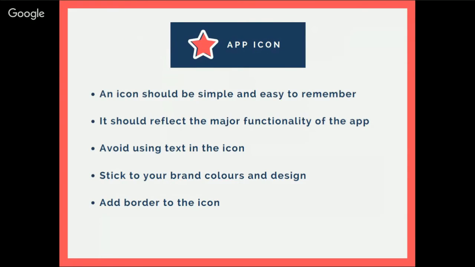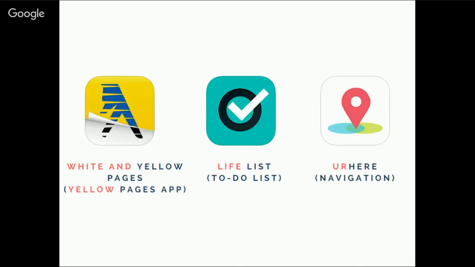So some key takeaways when you're building your app icon: the icon should be simple and easy to remember. It should reflect the major functionality of the application. You should avoid using text in the icon, because the real estate in the application icon is so small, so probably just use it for a really nice color and a picture. Stick to your brand colors and designs, because it should not be totally out of place, and add a border to the icon. That's something many people do forget as well. You need to put a border around the icon, so that whenever it is on a surface of the same color, the icon still appears clearly to the end user.